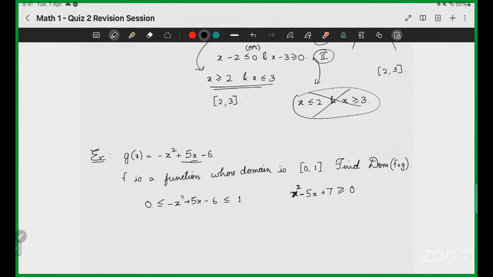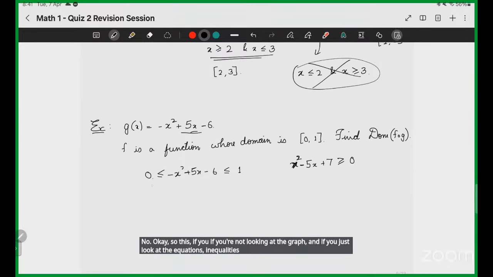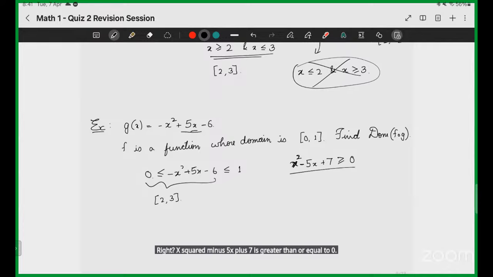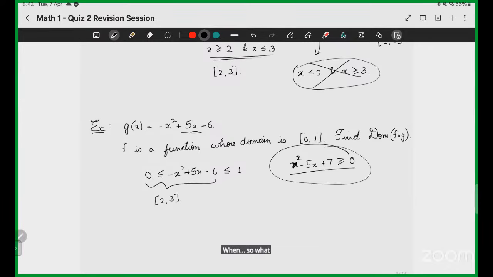If you're not looking at the graph, and you just look at the equations, inequalities, and the conditions that follow, this part of the inequality gives you 2 to 3. Now, the second part of the inequality gives you this condition: x squared minus 5x plus 7 is greater than or equal to 0. So what is this quadratic?